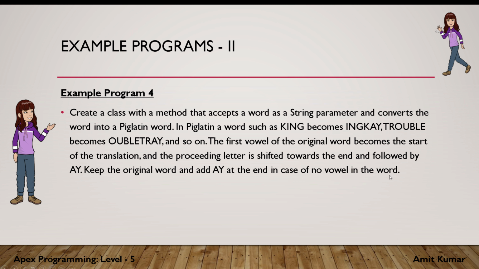We will keep the original word and add AY at the end in case of no vowel in the word. So if there is a word without any vowel, we will simply add AY at the end. Let's see how to create this program.